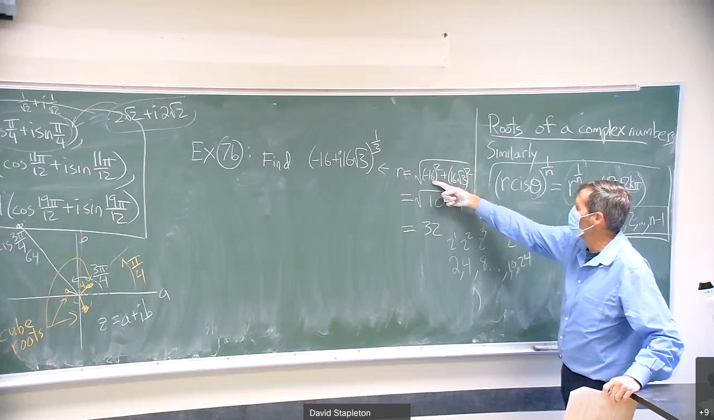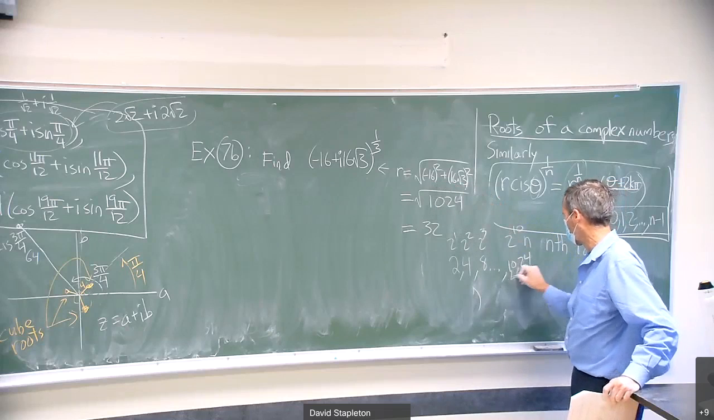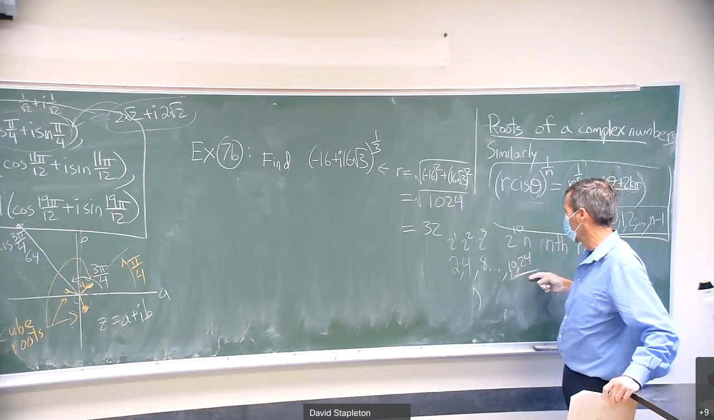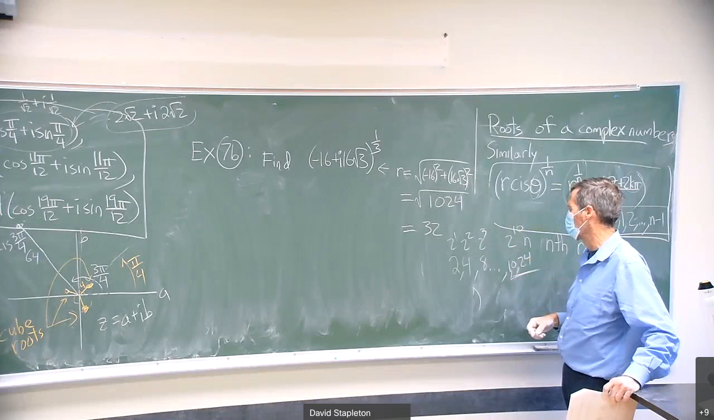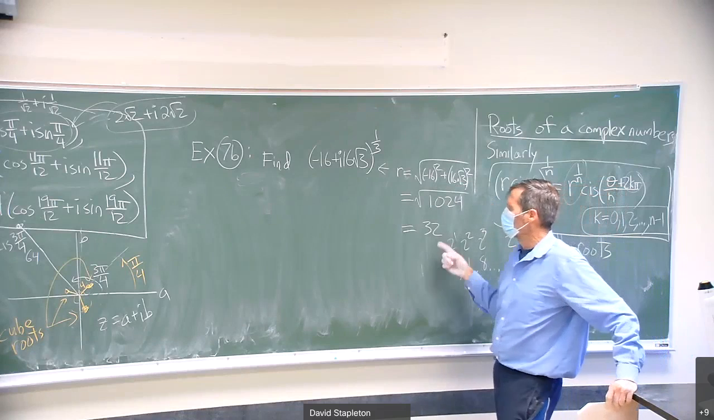And then you've got 256 plus 3 times, that makes 4 times 256, 1,024. And that's kind of fast, but once you memorize these powers of 2 through 1,024, they come fairly easily. So there's R.